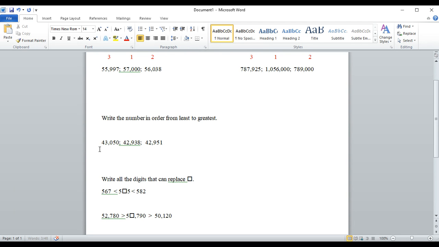So we're going to find the lowest number. 43,050, 42,938, 42,951. I hope you realize that the lowest number is this one, 42,938. This is 43,000, so it's obviously bigger than these two. And then we've got a 9 here and a 9 here, but a 3 here and a 5 here. So this makes this one the least.